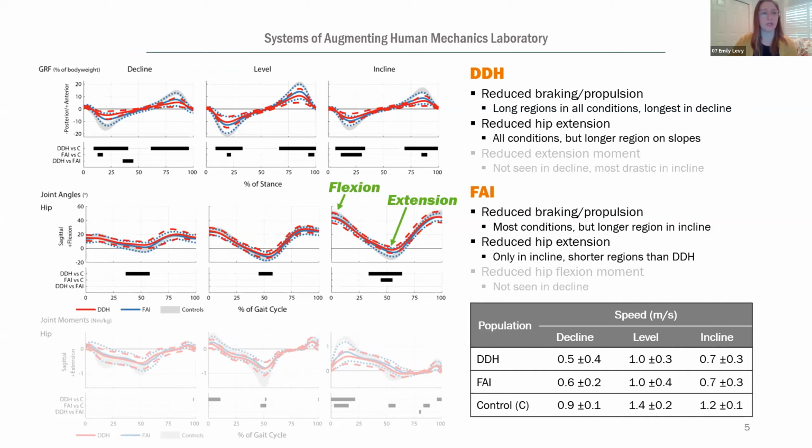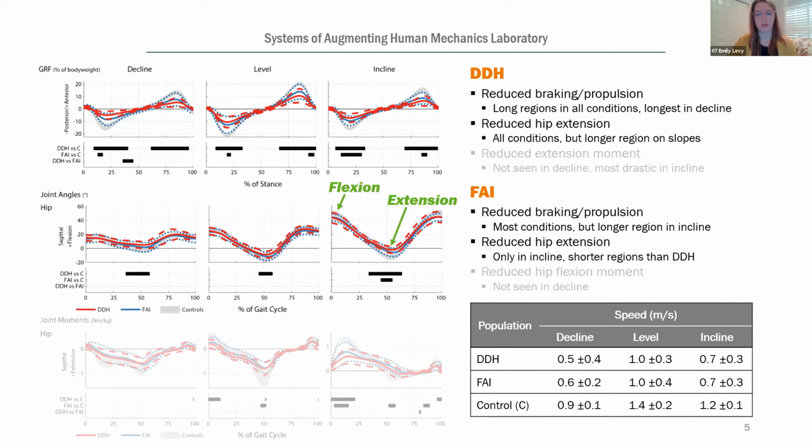Also, we looked at joint angles. So this is the hip flexion angle. We saw reduced hip extension in both dysplasia and FAI, but in FAI we only saw it in incline. In dysplasia, they were longer regions in decline and incline.